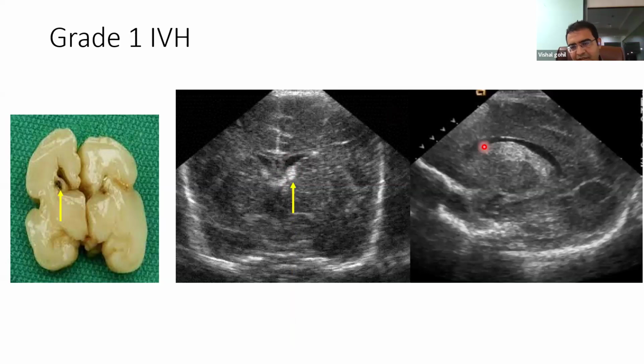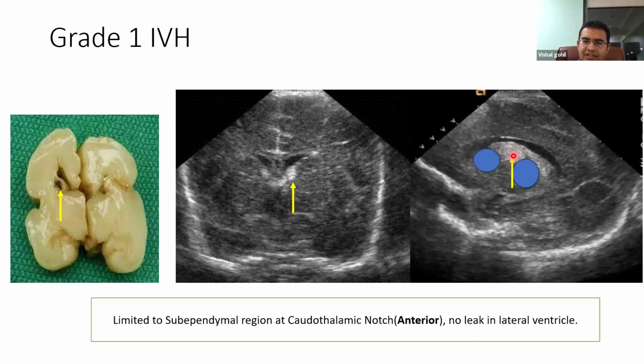Again, in the parasagittal view, you can see this is your lateral ventricle. This is your frontal horn, body, posterior horn, and this is your inferior horn. This is your choroid plexus. Now, the echogenicity is crossing your CTG, and you can see it over here. That is your grade 1 IVH. This is your caudate nucleus, and this is your thalamus.